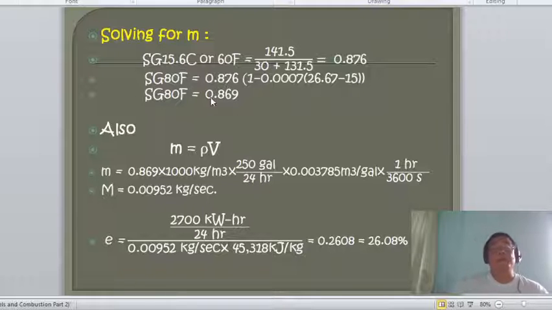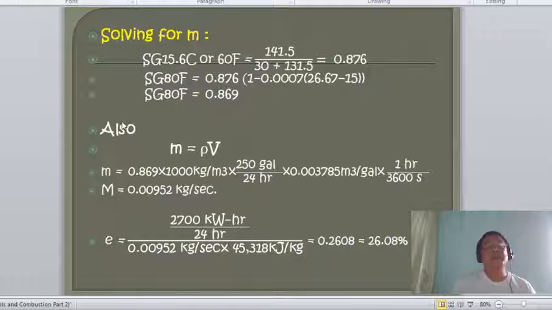So, specific gravity is equal to 141.5 over 30 plus 131.5. The specific gravity at 15.6, or 60 degrees Fahrenheit, is 0.876. And the specific gravity at temperature T, or at 80, is equal to the specific gravity at 15.6 multiplied by the factor 1 minus 0.0007 multiplied by 26.67 minus 15. So, 26.67 is in degrees Celsius, equivalent to 80 degrees Fahrenheit. Therefore, the specific gravity of the fuel at 80 degrees Fahrenheit or 26.67 degrees is 0.869.